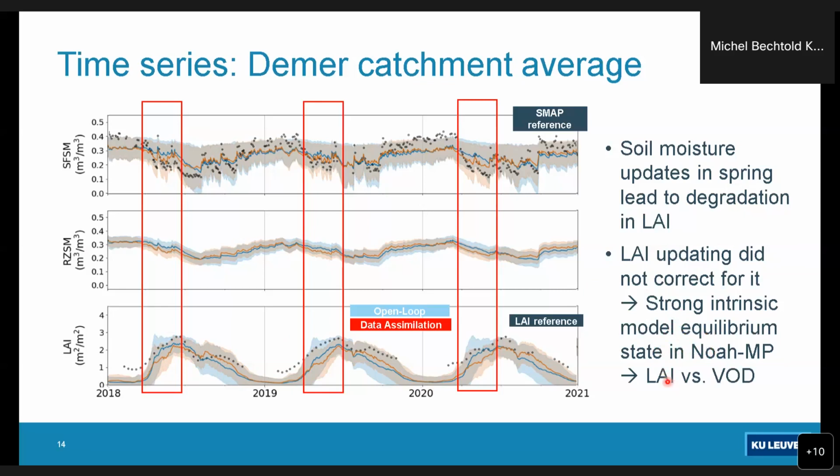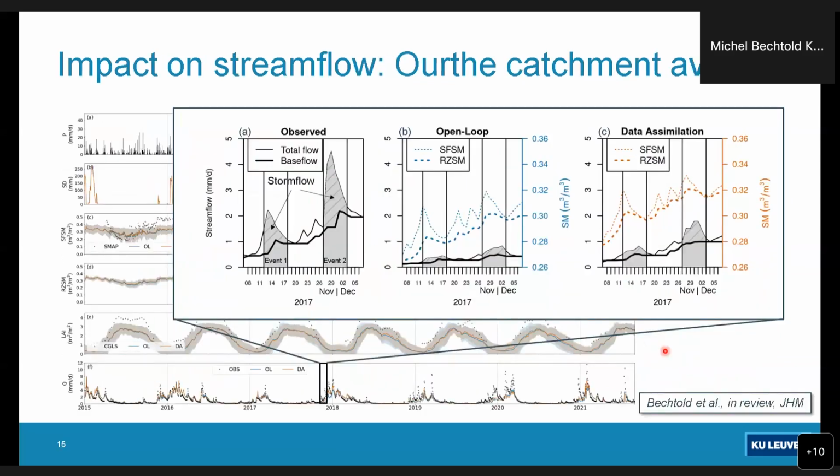The other reason that we don't see an improvement is that we assume leaf area index in our water cloud model to be a good vegetation descriptor, but of course we would rather need a vegetation optical depth and vegetation water content. So discrepancies may come from there also.